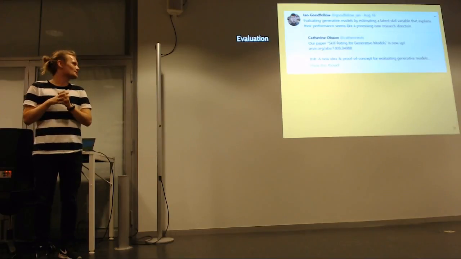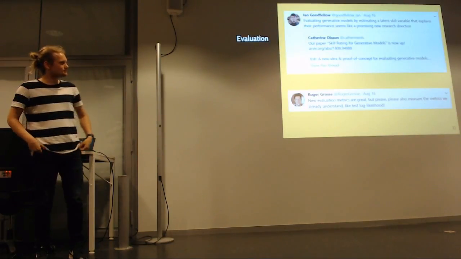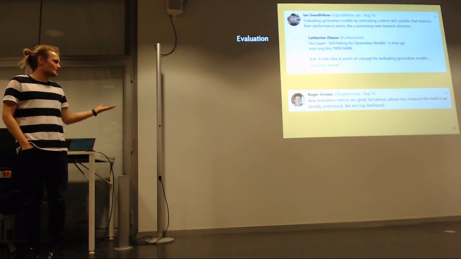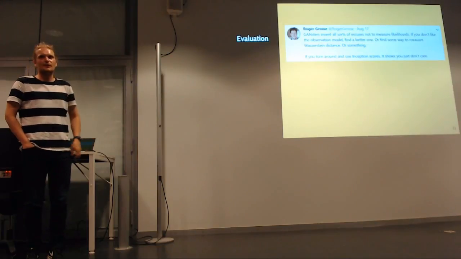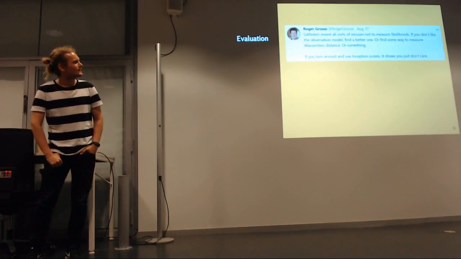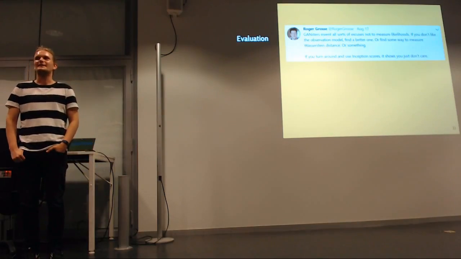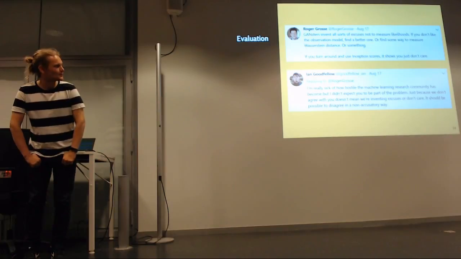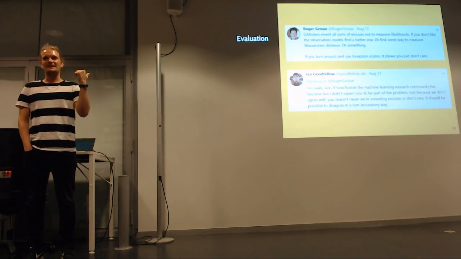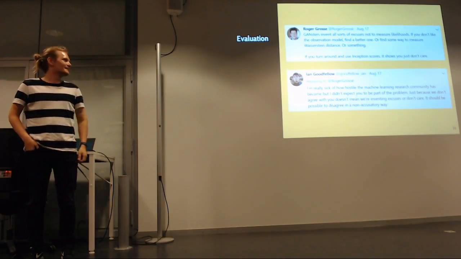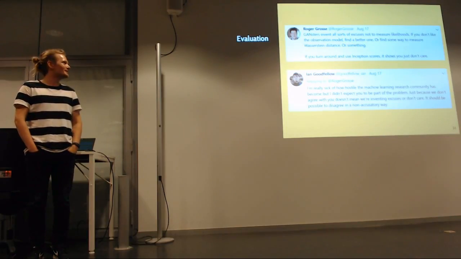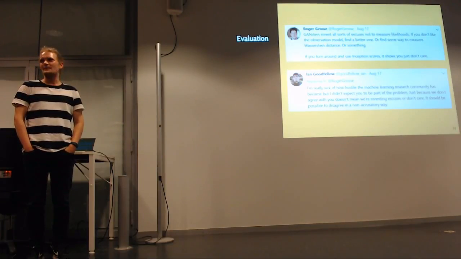Well, of course, the research community was kind of skeptical about this. So: new evaluation metrics are great, but please also measure the metrics we already understand, blah, blah, blah. And of course, it's good to be skeptical, but it didn't take long before the comments became non-constructive. "GANsters invent all sorts of excuses not to measure likelihoods." And then we went completely off topic. "I'm really sick of how hostile the machine learning research community has become, but I didn't expect you to be part of the problem." And these are top-tier scientists in this field. So if this is the civil conversation that the pro researchers are able to have about evaluating these generative models, I don't know. I guess we can just conclude that it's complicated.